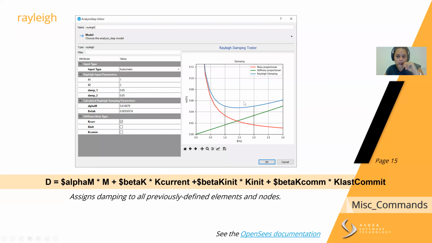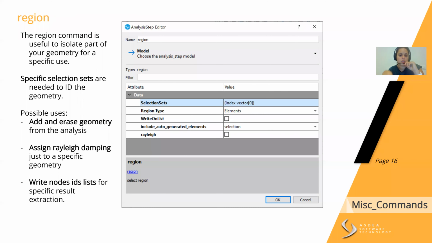And the tester will just show you how the damping will be computed. And it assigns damping to all previously defined elements and nodes in your structure. So if you want to run dynamic analysis, these are the tools you need to use. And if you want to assign damping just to a few elements of your structure, what you can use is the region command, which is another miscellaneous command.